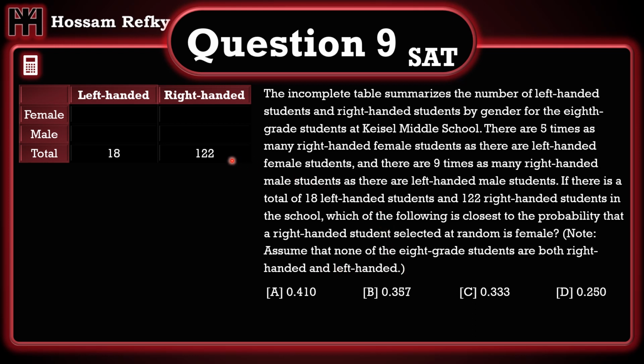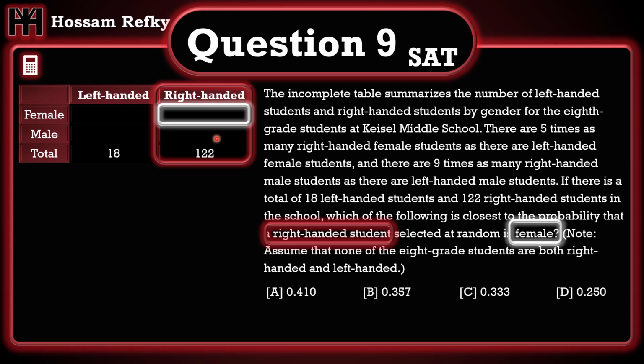Okay, so they gave us an incomplete table, and first they want the probability that a right-handed student is selected at random, and it's a female. So it's this one, right-handed student, and they want the probability if we select one of those at random that it will be a female. Okay, first we need to complete the table.